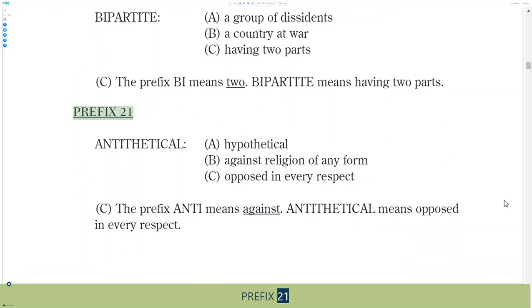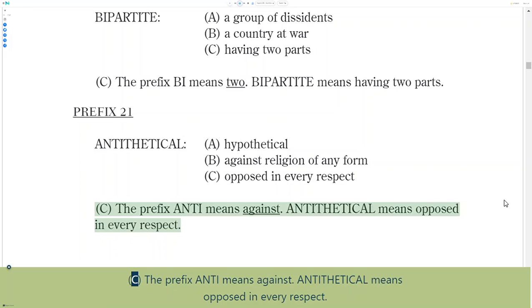Prefix 21. Antithetical. A. Hypothetical. B. Against religion of any form. C. Opposed in every respect. C. The prefix anti means against. Antithetical means opposed in every respect.